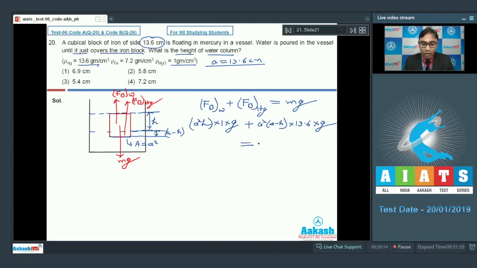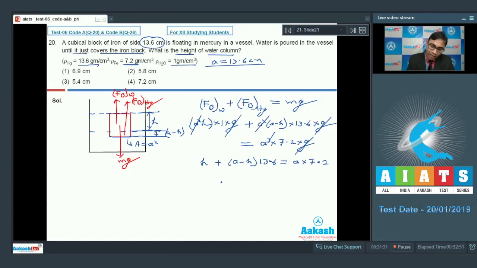What will be the mass of the cube? We know that it is the total volume of the cube, that is A cube, into the density of the cube. Density of the cube is 7.2. So 7.2 into g. From here we can see that g will cancel out, and A square will cancel out from both sides. So you will get h plus (A minus h) into 13.6 will be equal to A into 7.2. If I rearrange it, we will get h equal to (13.6 minus 7.2) into A divided by (13.6 minus 1). By solving this, we will get 6.4 divided by 12.6.